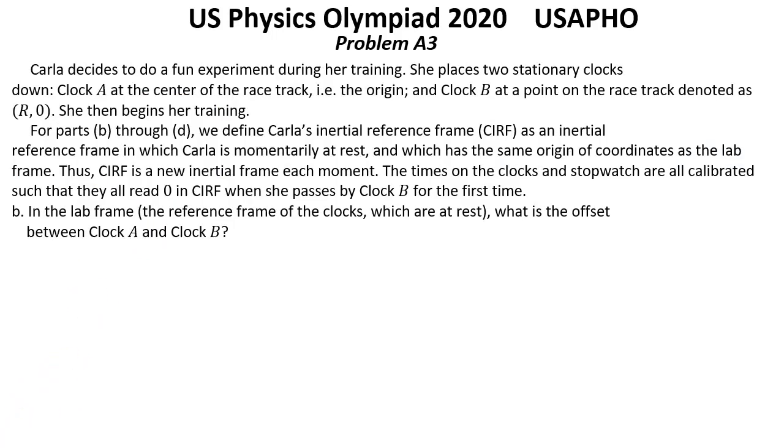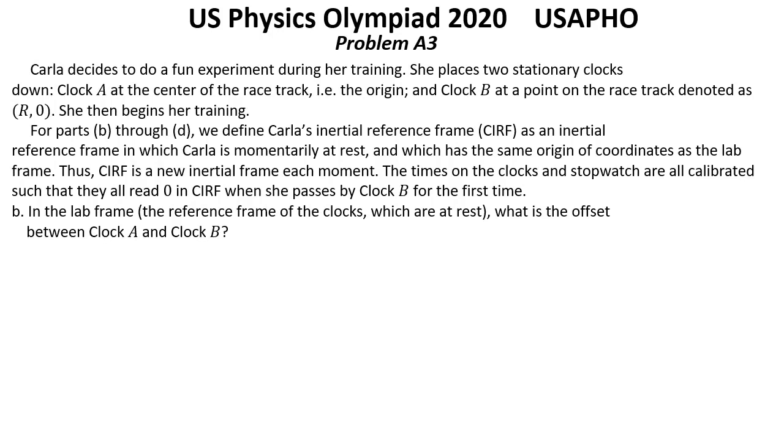Question B. In the lab frame, the reference frame of the clocks which are at rest, what is the offset between clock A and clock B? Solution. Clara's motion is perpendicular to the displacement between clock A and clock B when they are synchronized in CIRF. Therefore, the simultaneous synchronization in CIRF is also simultaneous in the lab frame. Thus, the offset is 0.